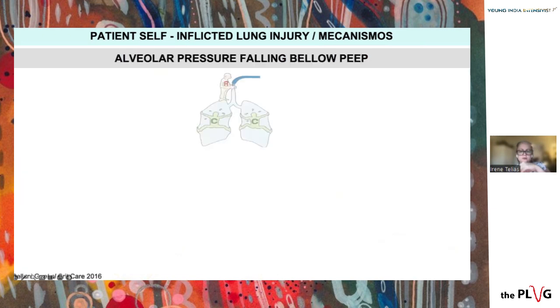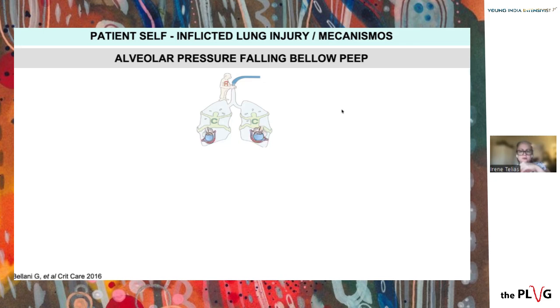So we talked about the first, let's say, three mechanisms: excess global stress, excess regional stress, and excess global strain, so excessive volume. The last one is a little bit more specific of spontaneous breathing. And in order to understand, we need to go back to understanding a little bit of basic mechanics of the respiratory system. So the respiratory system, we have an elastic component, which is the lung parenchyma itself, and then a resistive component, which is the flow of air through the airways, okay?